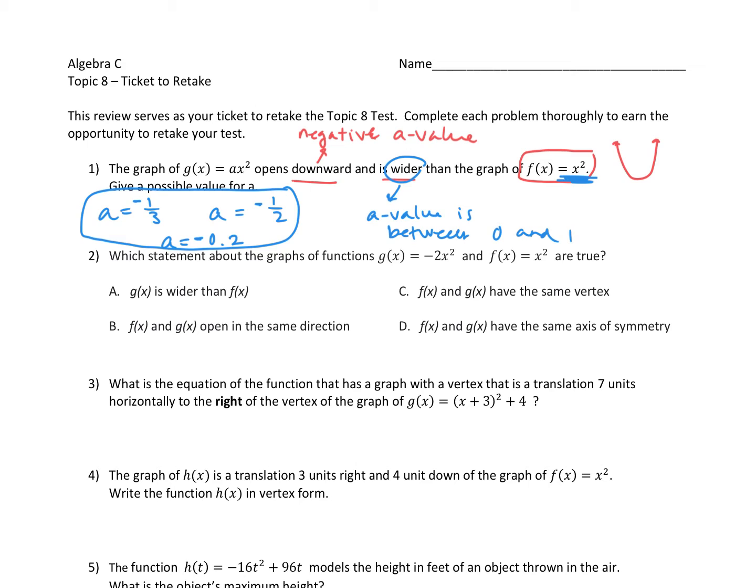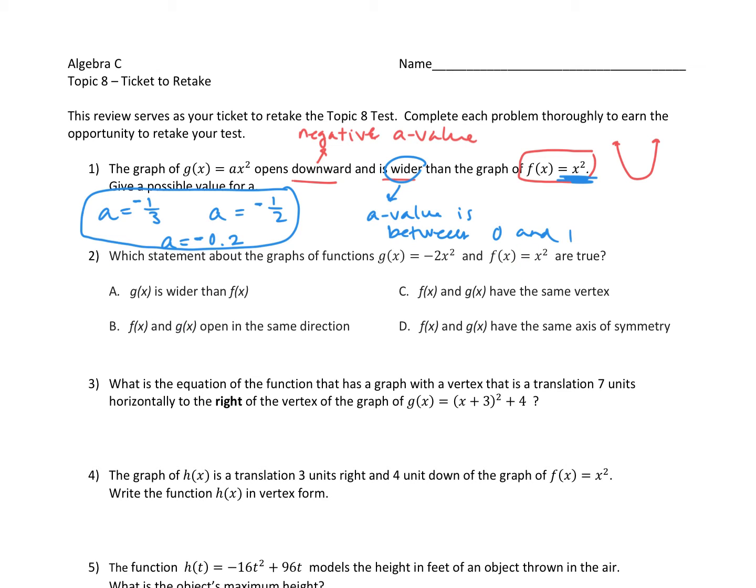All right, moving on to number 2. Which statement about the graphs of functions g of x equals negative 2x squared and f of x equals x squared are true? So we'll just go through each one. This could be a select all that apply, not necessarily a multiple choice. We just want to see if we agree with any of these. So is g of x wider than f of x? So for what we do when we compare to see if it's wider, we got to look at the a value. So for g of x, it has an a value of negative 2. F of x has an a value of 1.